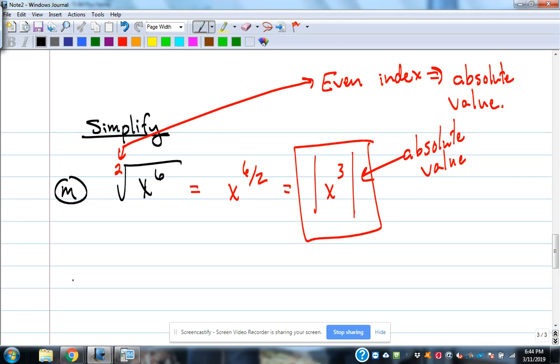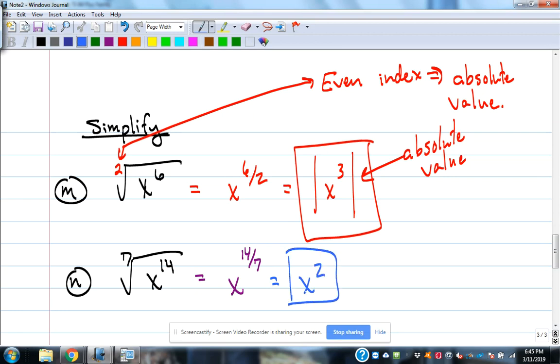For example, 7th root of x to the 14th. We rewrite that as a rational exponent to be x to the 14 over 7, right? Which ends up being x squared. Because it's an odd index, I don't have to worry about getting an absolute value mark on.